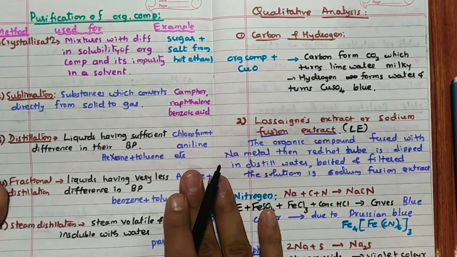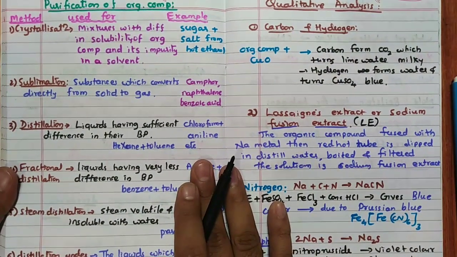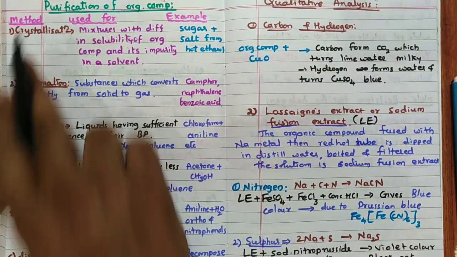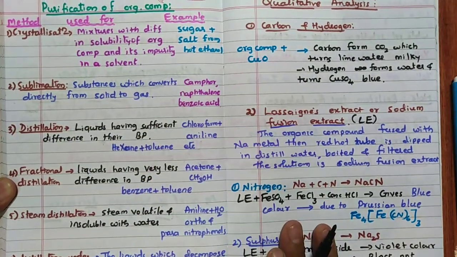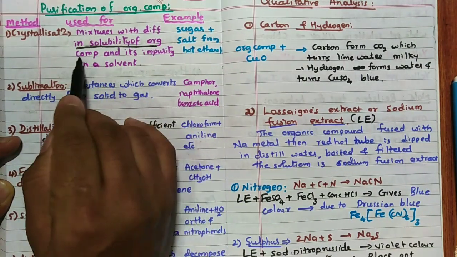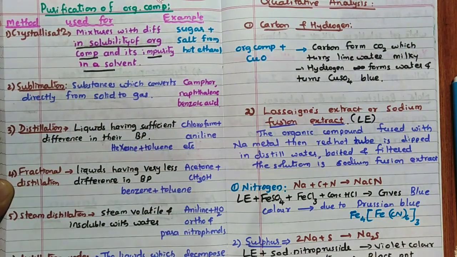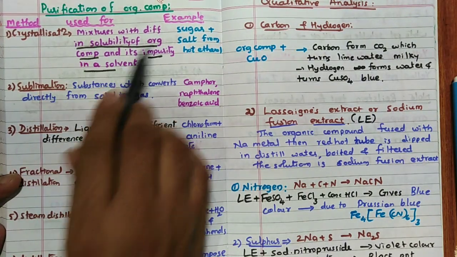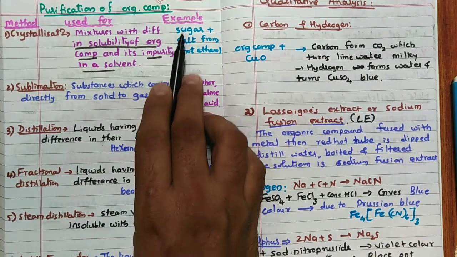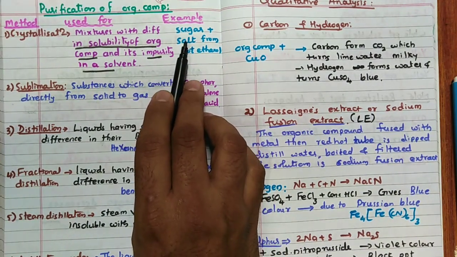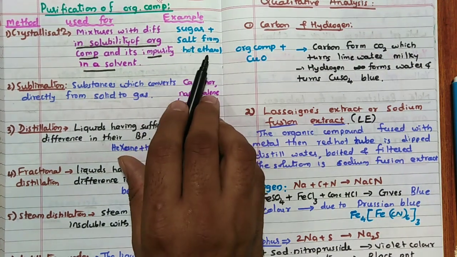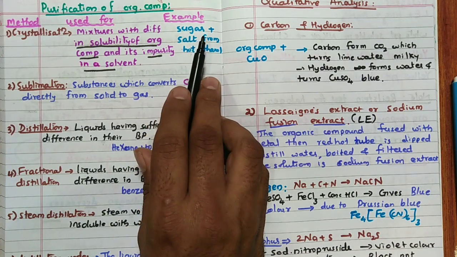Then, purification of organic compounds. You remember these many things, that is enough. You believe me. See, crystallization. When do you have to use the crystallization method, and what are the examples? Crystallization is used for mixtures with a difference in the solubility of the organic compound and its impurity in a solvent. See, sugar and salt. Salt is the impurity in the sugar, right? Sugar is easily soluble in hot ethanol because it is organic. Hence, the sugar can be separated from salt easily.